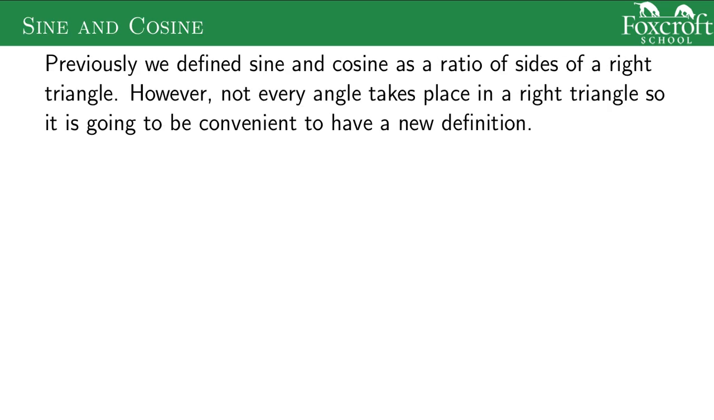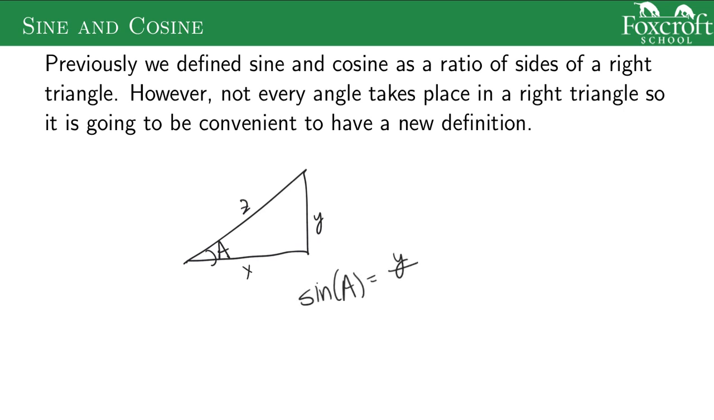Previously we defined sine and cosine as the ratio of sides of a right triangle. So we have this right triangle here, with our angle, let's just call the vertices X, Y, and Z. The sine of this angle A was opposite over hypotenuse. However, we want to put angles in the sine, but not every angle takes place in a right triangle. For instance, there are angles that are bigger than 90 degrees or bigger than 180 degrees that couldn't happen in a triangle. So it's convenient to use a new definition for sine and cosine that doesn't rely on a right triangle.